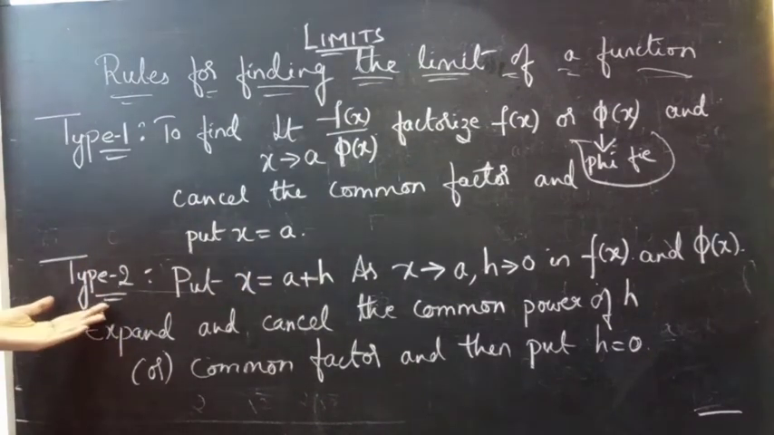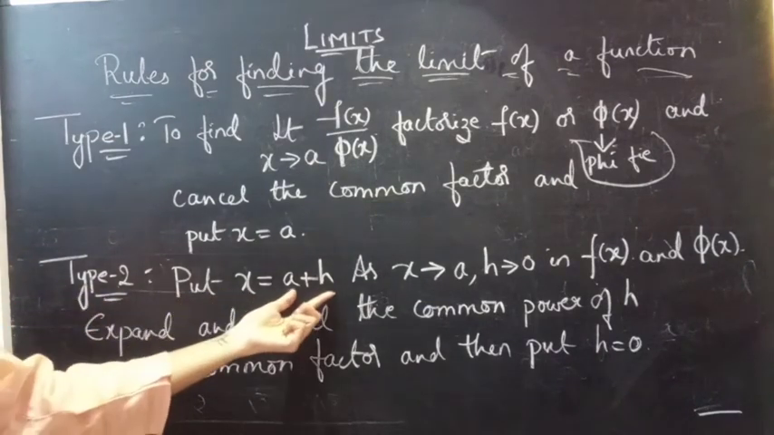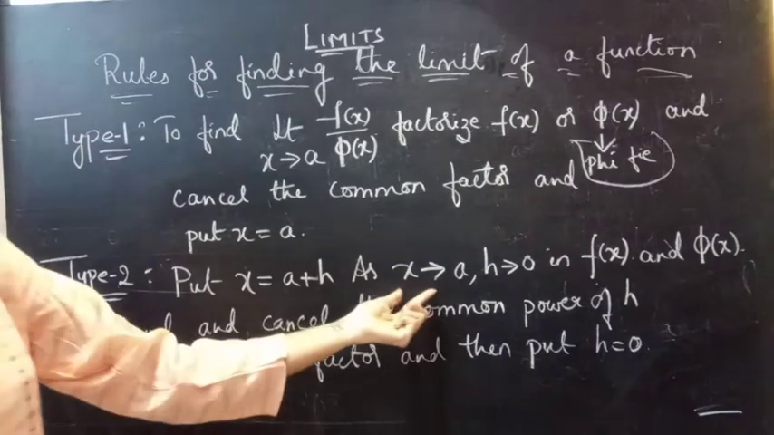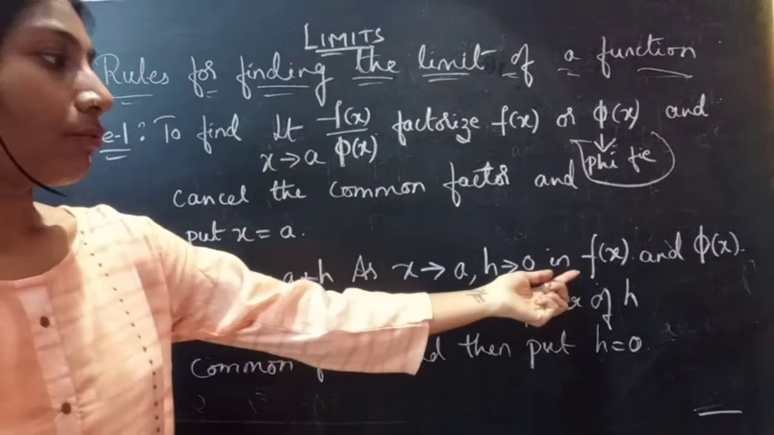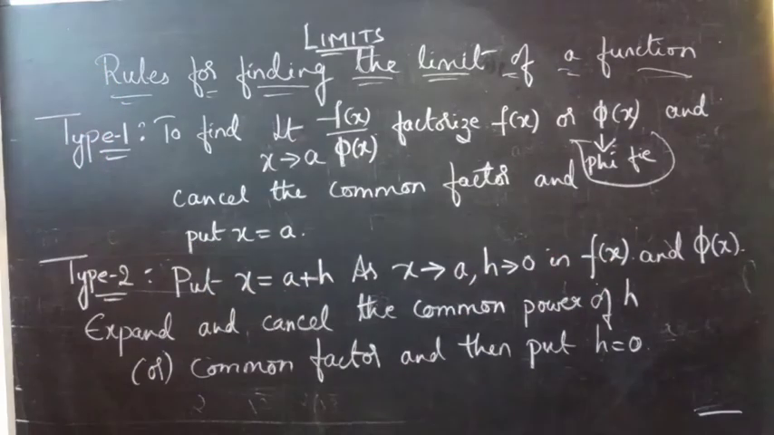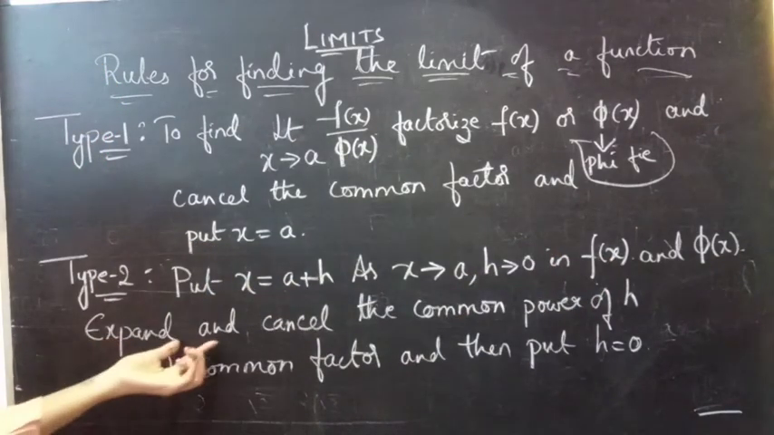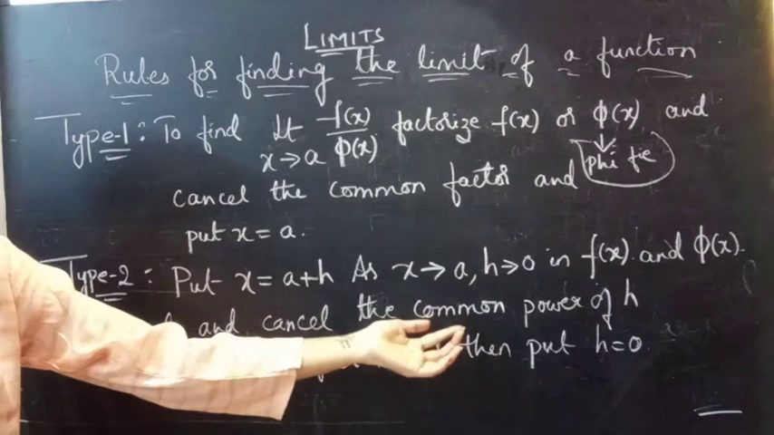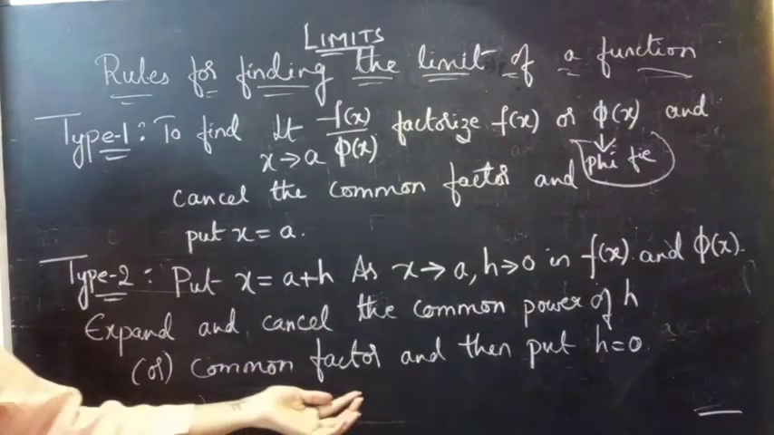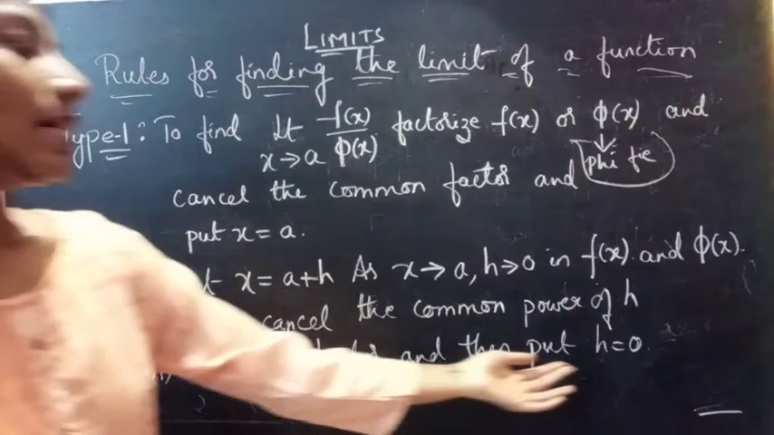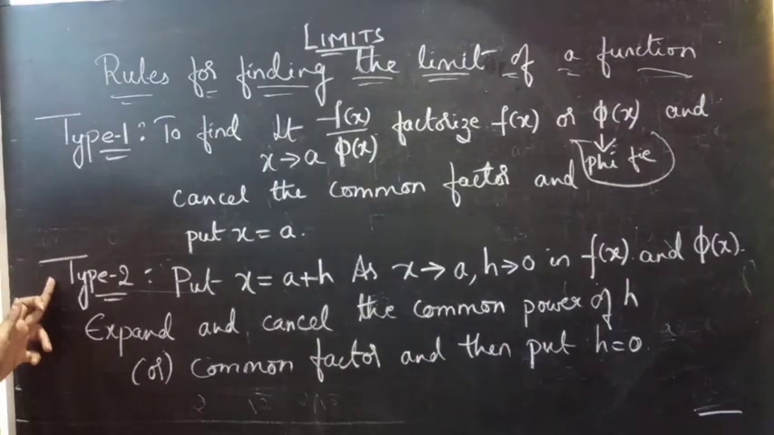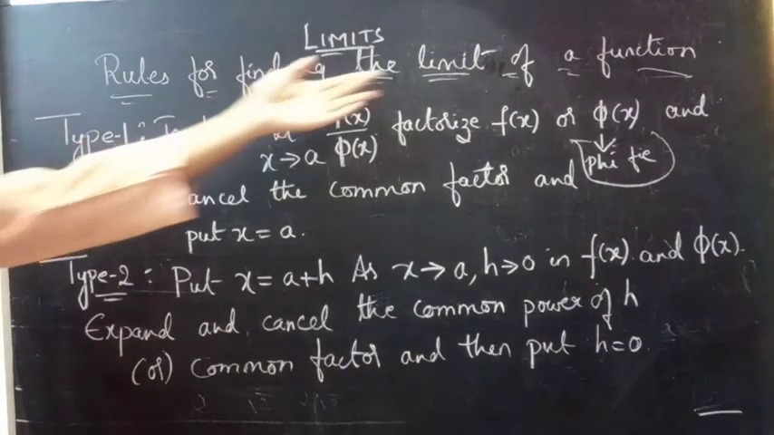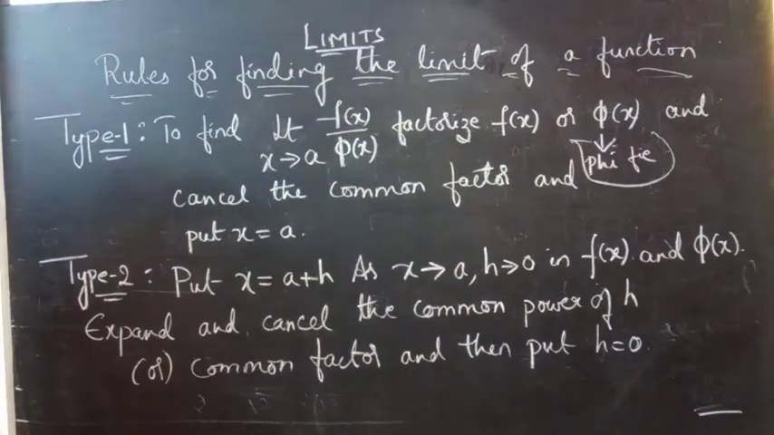Next, coming to type 2. For the given function, put x equals to a plus h as x tends to a, h tends to 0 in f of x and phi of x. Expand and cancel the common power of h or common factor and then put h equals to 0. This is type 2 to find limit of a function.